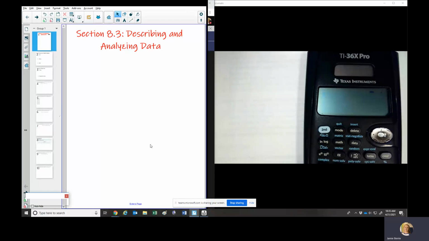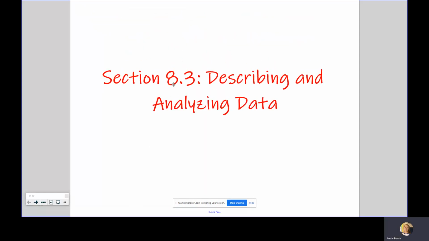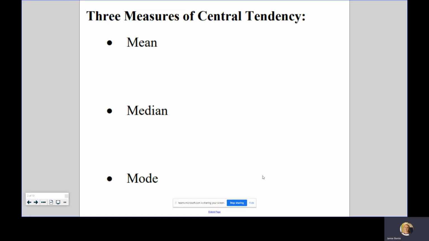Okay, so again, this section is called Describing and Analyzing Data. In this section, we're going to talk about how to calculate some various quantities from a sample. If you remember, these are called sample statistics. So we'll look at three measures of central tendency. These are called the mean, the median, and the mode.